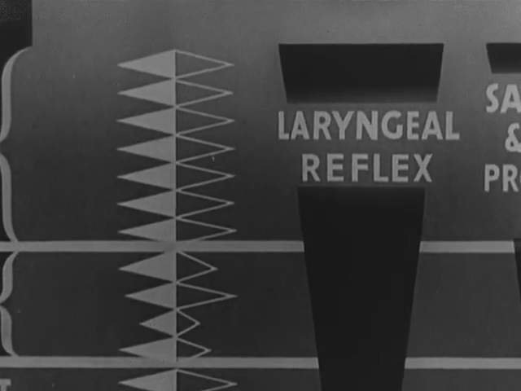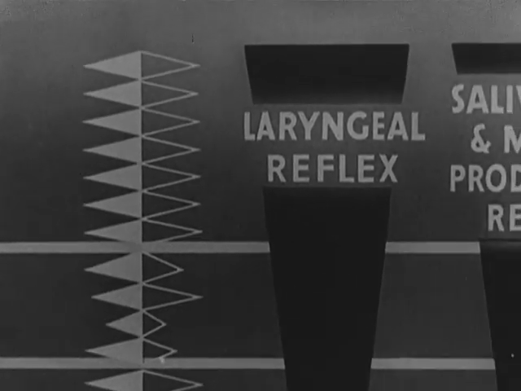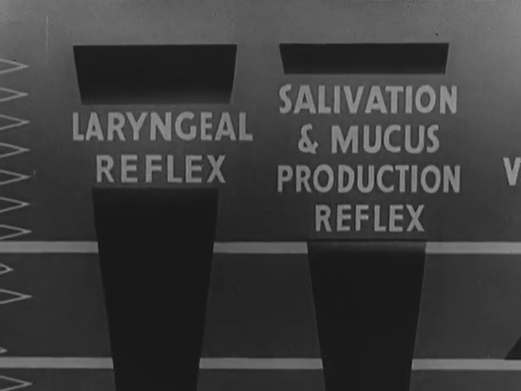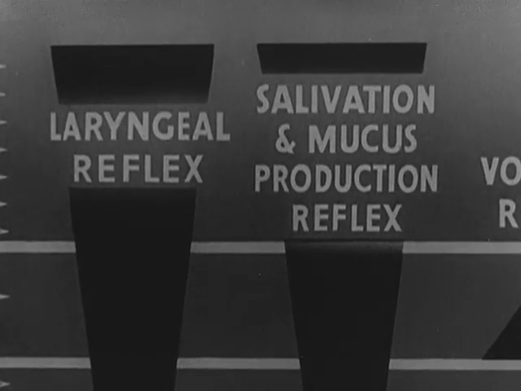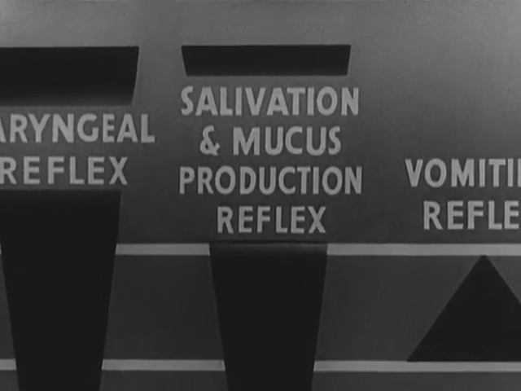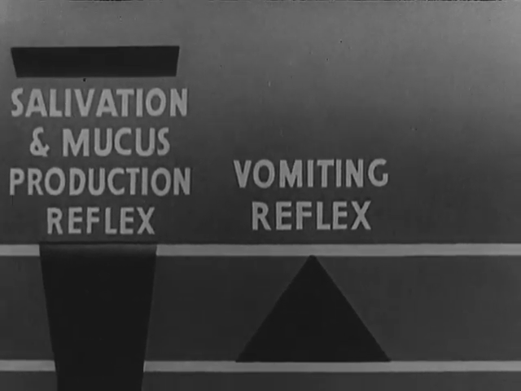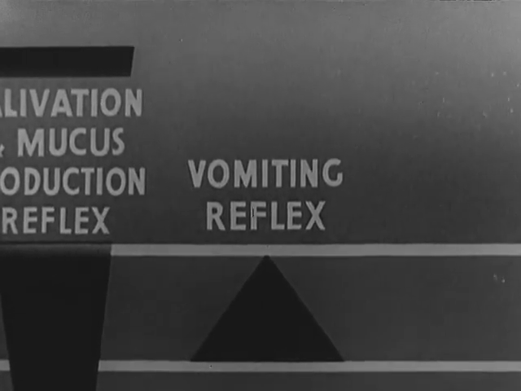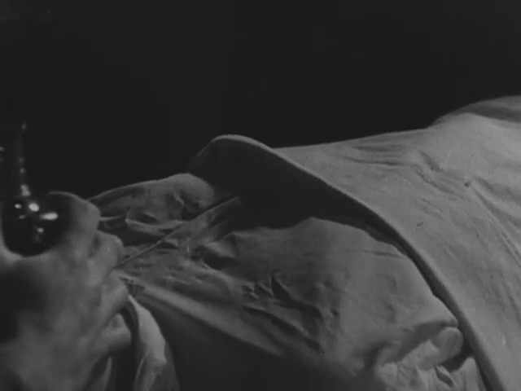As we've already seen, the laryngeal reflex is present, so is salivation and mucus production, while the vomiting reflex is most active at the bottom of this stage. Here is typical irregular breathing as the anesthetist sees it by chest movement.